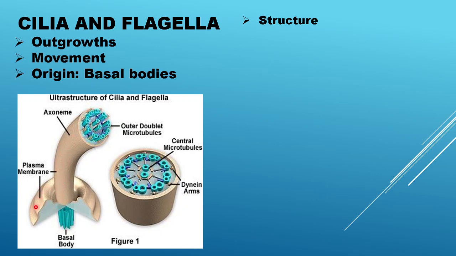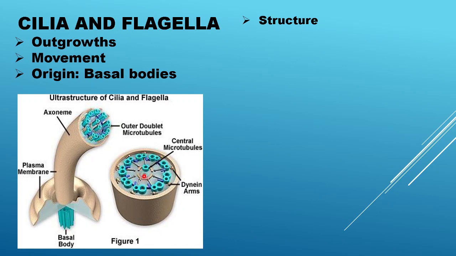Now the plasma membrane. Here, this is the plasma membrane of the cell, and below the plasma membrane lies the basal body. Now, the cilia or flagella, we actually observe simply as a hair-like structure, but internally it is quite complicated. Internally, it is made up of microtubules, long tubules which extend throughout. These are fibers which are placed parallelly, but not randomly. They have a definite arrangement.